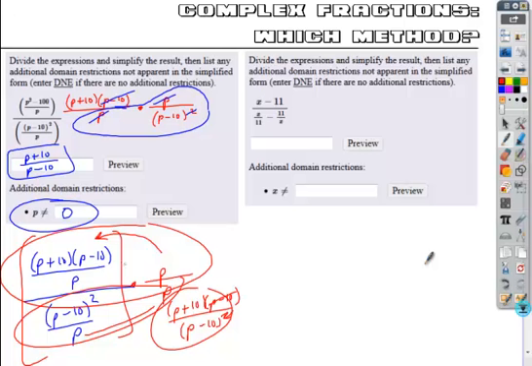Go back, check your original domain restrictions. P can't be 0, and that would be your restricted value.